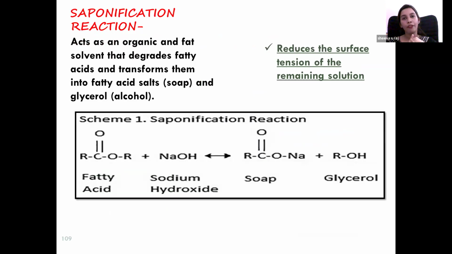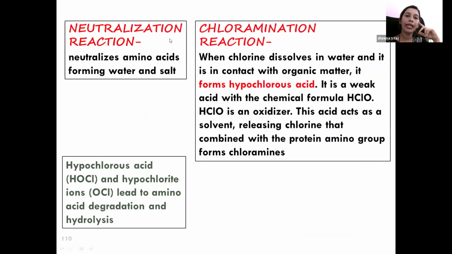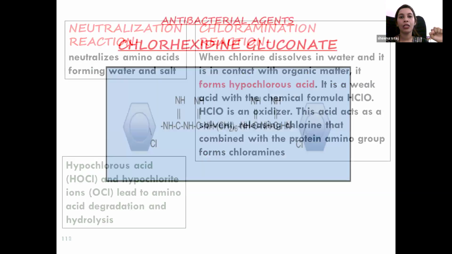First is the saponification reaction, meaning sodium hypochlorite, as you can see in this image, reacts with the fatty acid and transforms it into soap and glycerol. That is first. Then they neutralize the amino acid, that is the neutralization reaction. Chloramination means they form hypochlorous acid, which combines with the protein to form chloramine. So these three important actions are how they produce the antimicrobial action.